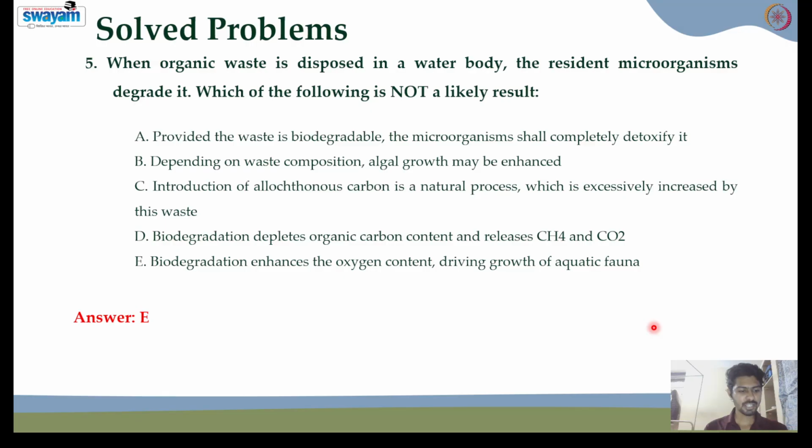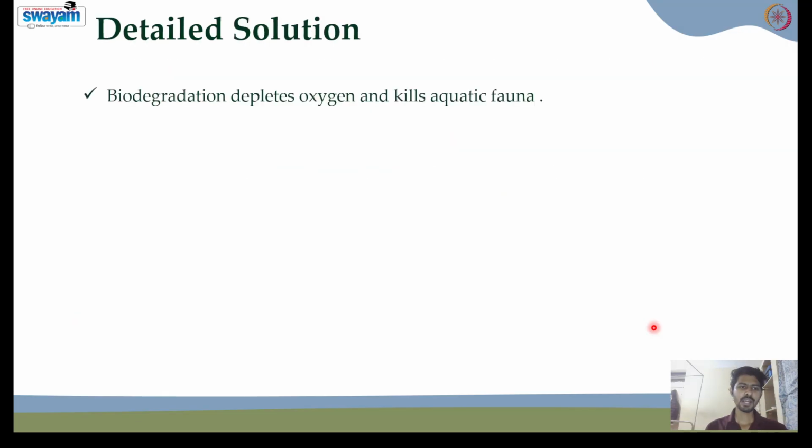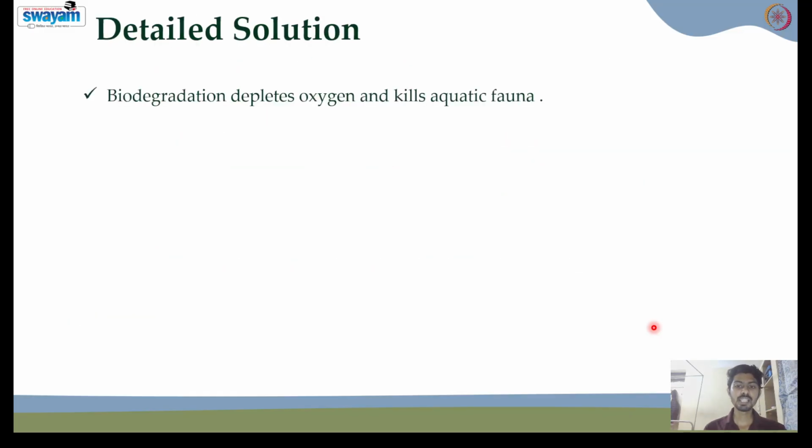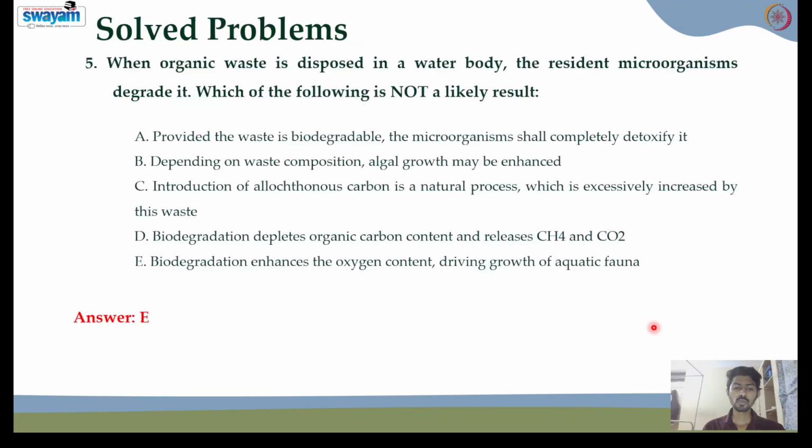Yes, the correct answer is option E. What happens? The biodegradation depletes the oxygen. Once it depletes the oxygen, what happens to the aquatic ecosystem? It damages and kills aquatic life like fishes, phytoplanktons, etc. So this is the wrong statement.